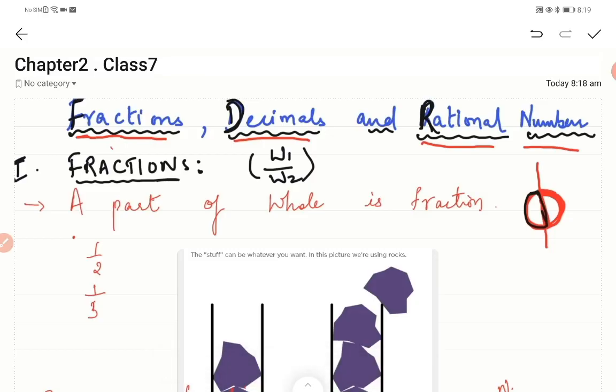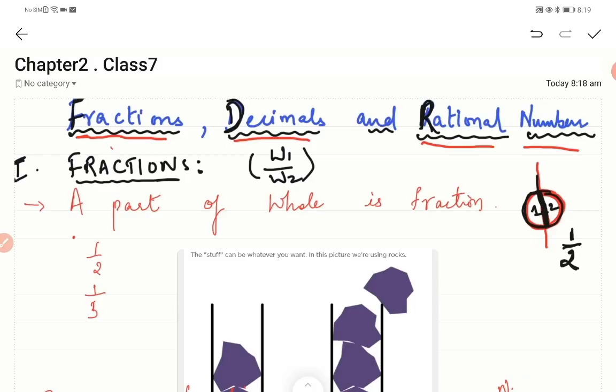So you write this as 1 by 2. The whole I am dividing into two parts, this one and the other as 2. So we are equally dividing this. So it is 1 by 2. This is half. All right.